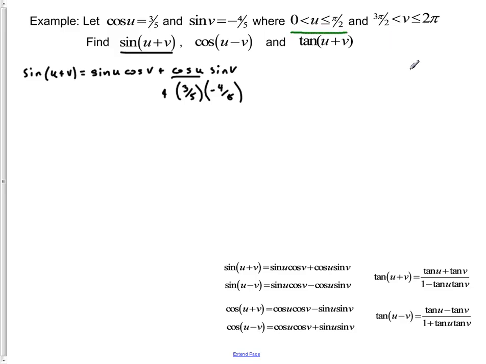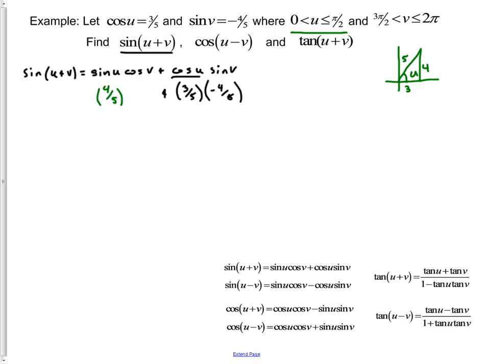Let's look at angle u. For angle u, which is located here in the first quadrant, it is the kind of angle whose cosine is the ratio 3 to 5. And we know that that means that for that angle u, the opposite side must be 4. So what could we tell? Well, the sine of u then is 4/5. Nice.